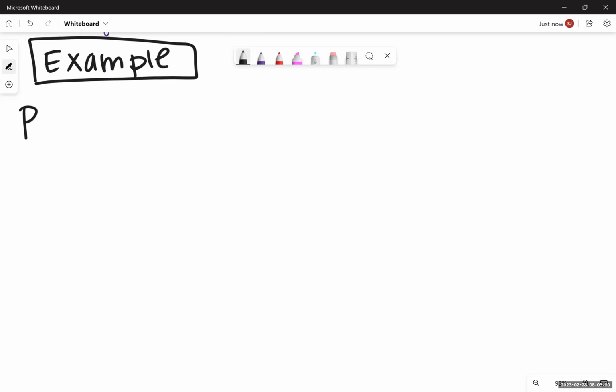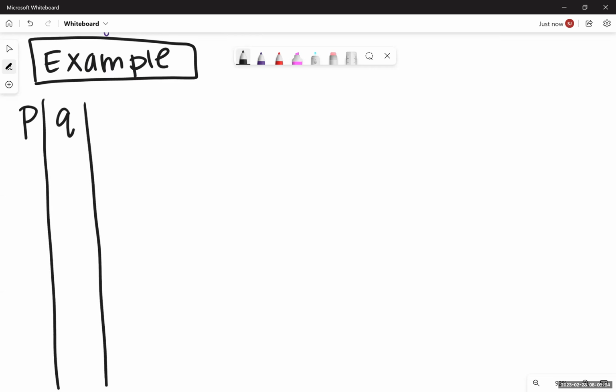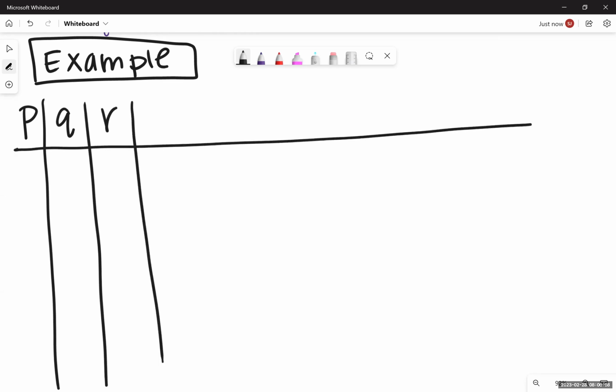So let's just do our P and our Q and our R. I'm going to go ahead and do a line that goes all the way across. And then I'm kind of splitting this larger area into 2, because right above there, that's where I'm going to put the 2 statements that they give me.